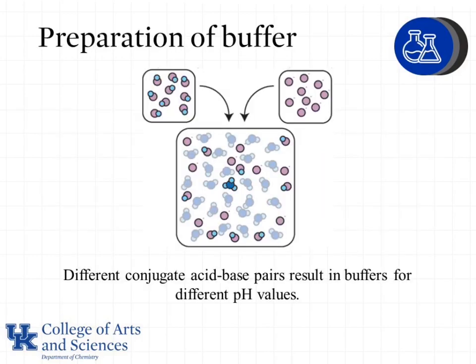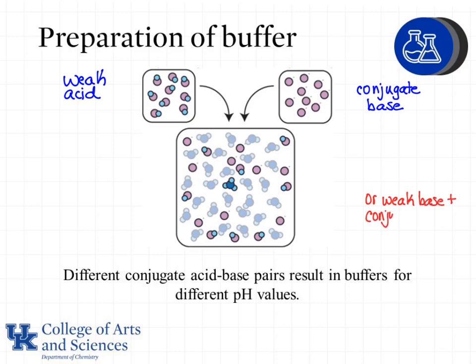When we prepare a buffer, we actually need to add both the weak acid and its conjugate base. So we take a solution of weak acid and a solution of the conjugate base formed from the salt compound and mix them together in order to form the buffer. Different conjugate acid-base pairs result in buffers for different pH values. Remember that buffers can also be prepared from a weak base and its conjugate acid as well.